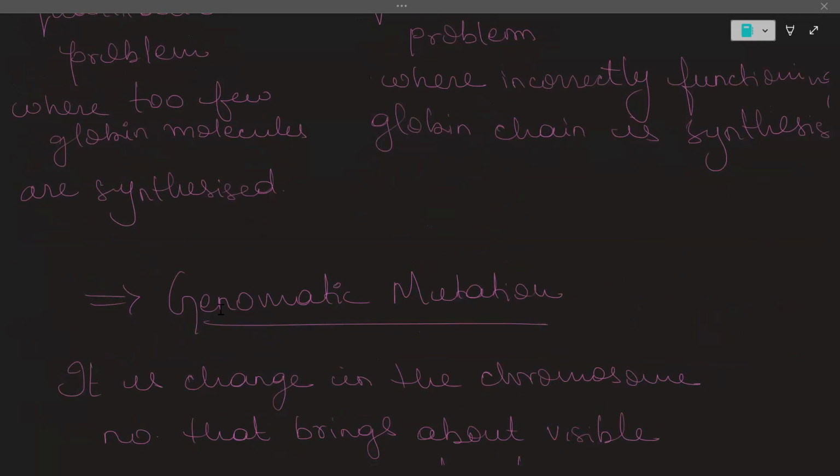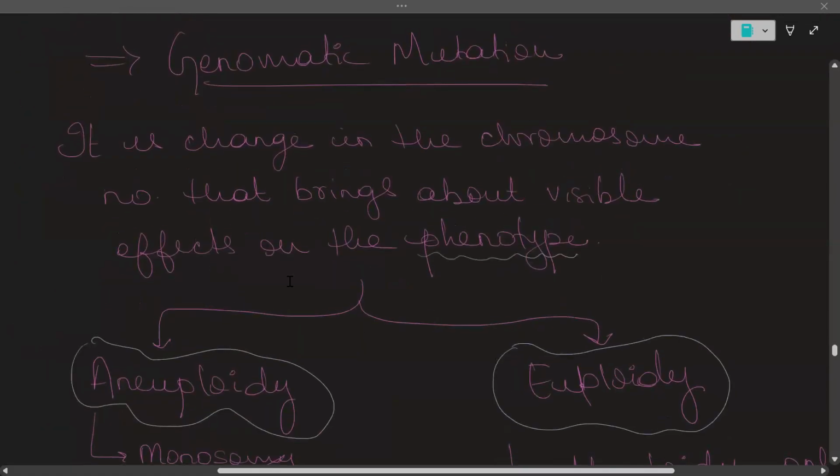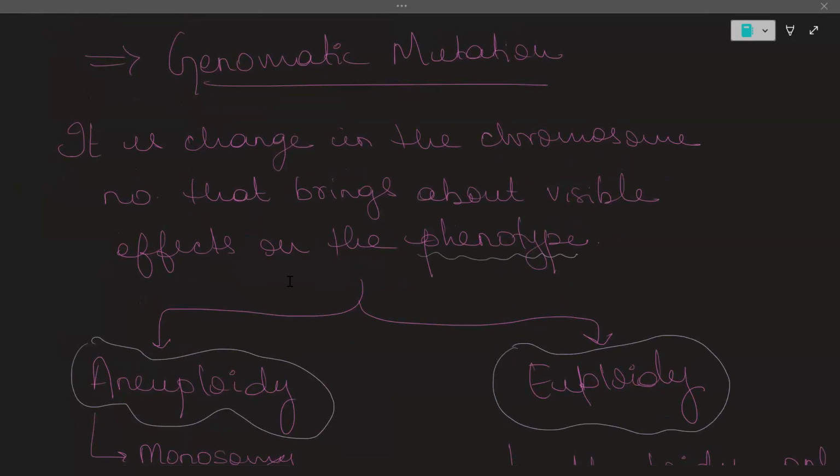Now, the next thing that we are going to discuss is the genomatic mutation. Genomatic mutation is basically the number kind of mutation, meaning the mutation because of which there will be a change, or you can say the variation, in the number of the chromosomes. And this brings the effect on the phenotype as well. So, it is the change in the chromosome number that brings about visible effects on the phenotype of the organism.